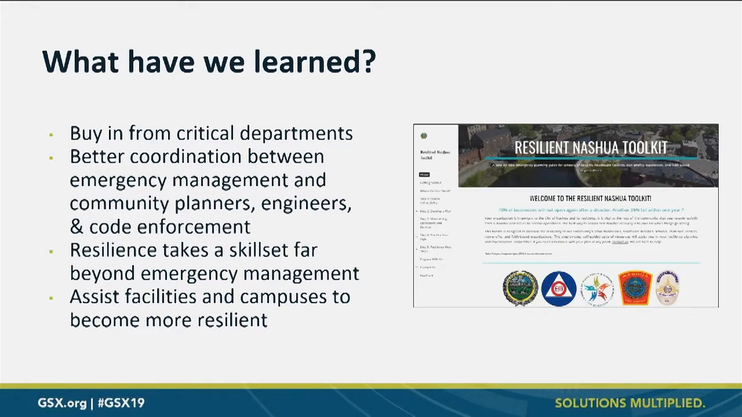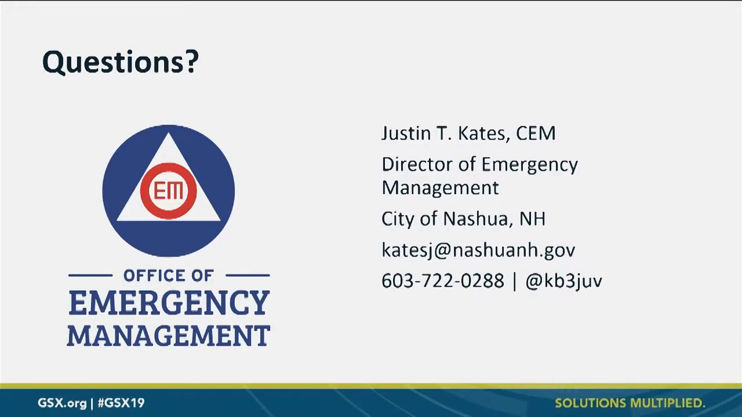And then the last piece was we need to assist those individual facilities and campuses with their efforts to become more resilient. And we built, as part of this process, the Resilient Nashua Toolkit, which took all of the resources that we thought were the best in the industry to help those facilities develop great emergency plans, continuity plans, and ways that they can do mitigation actions at their own buildings. So I'd be happy to answer any questions in conjunction with Steve.